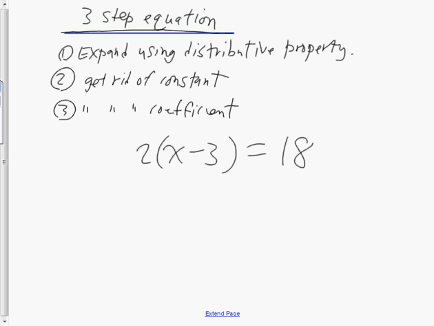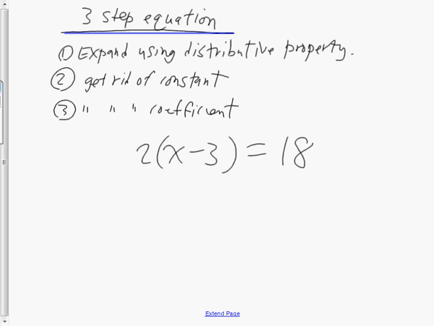Okay, so here's an example of a question you would receive in section 10.4. This is an algebra question that involves an extra step. So instead of being a two-step algebraic equation, we can call these questions that contain distributive property a three-step algebraic equation. So the first step we're going to do when we have an equation that has a multiplication of an algebraic expression is we're going to expand it.